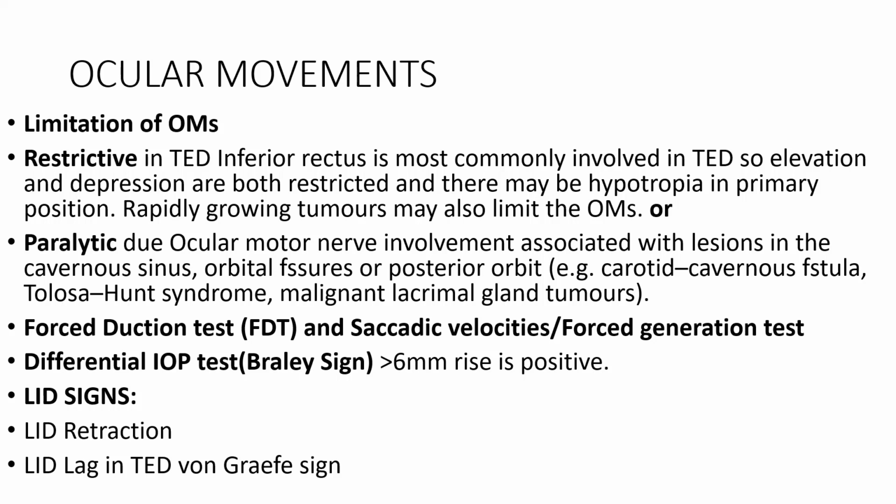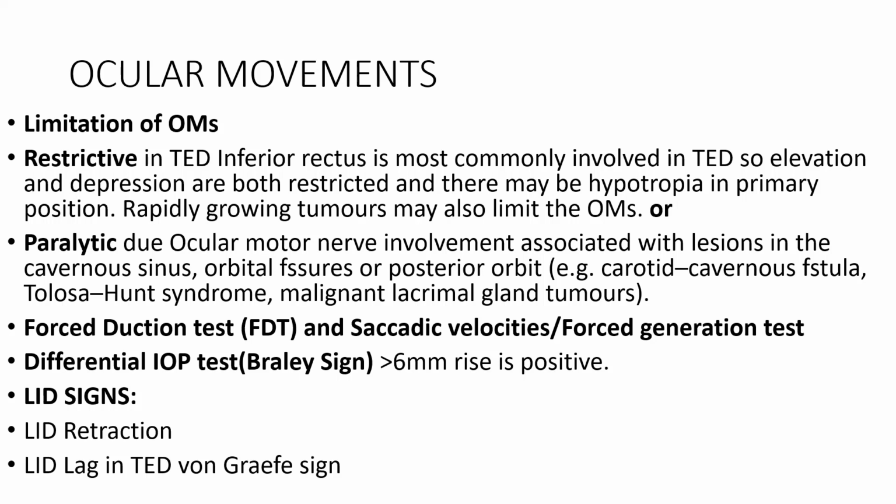Or rapidly growing tumors may also limit the ocular movements. It may be paralytic due to the ocular motor nerve involvement associated with lesions in the cavernous sinus, orbital fissures, or posterior orbit.